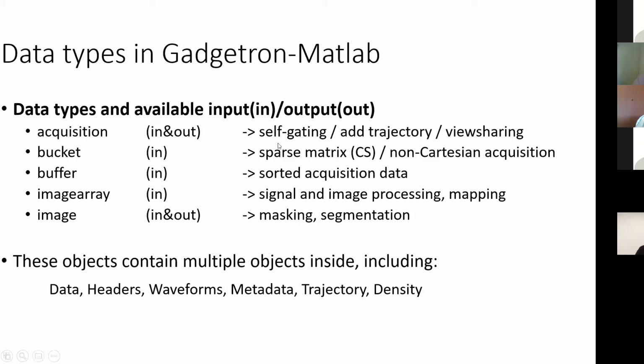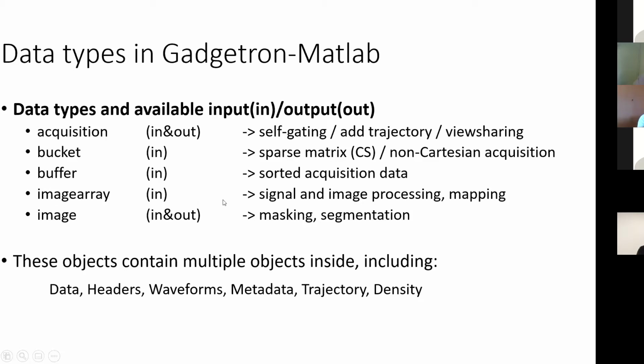The different applications that we thought of to justify the use of each are these: you can get acquisitions in and out for applications like self-gating or adding a trajectory for non-Cartesian sampling, or you could use view sharing and send acquisitions as different bundles of different sizes. The bucket is very useful for sparse matrices where a lot of lines are not sampled. Instead of having the buffer combine all the empty lines, the bucket will not do that and will be faster to provide all the data in non-Cartesian acquisition, sparse matrices, or Cartesian acquisitions.